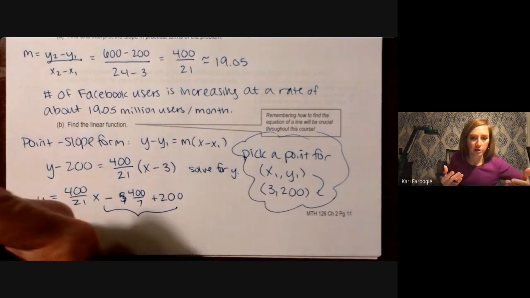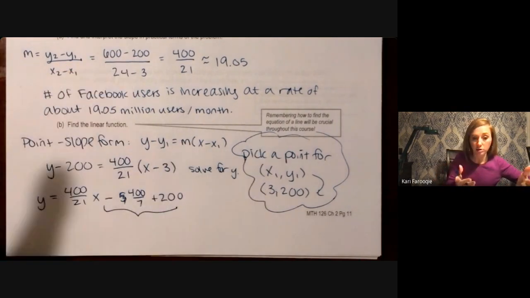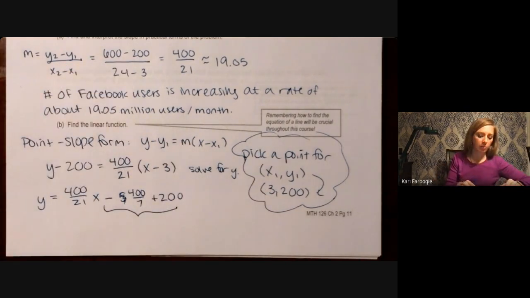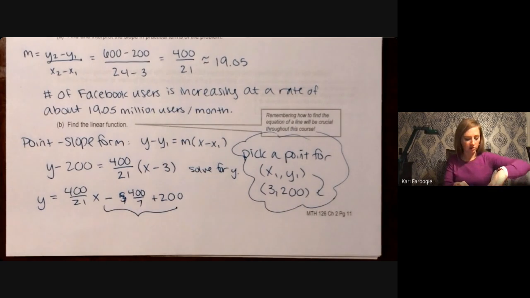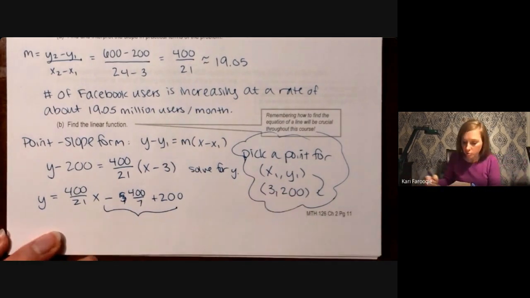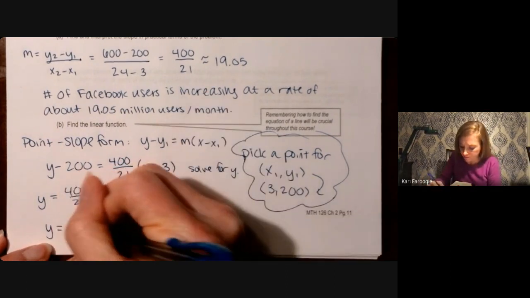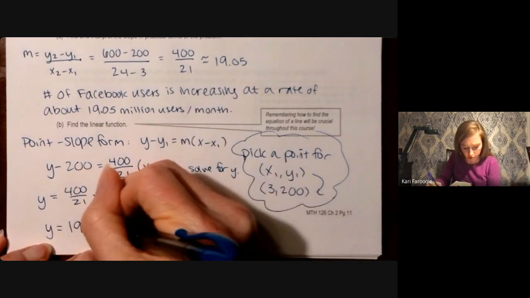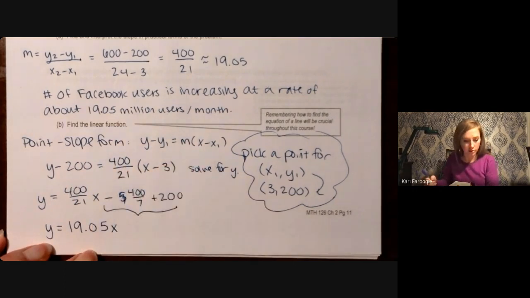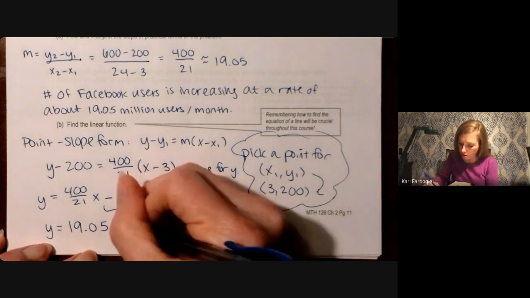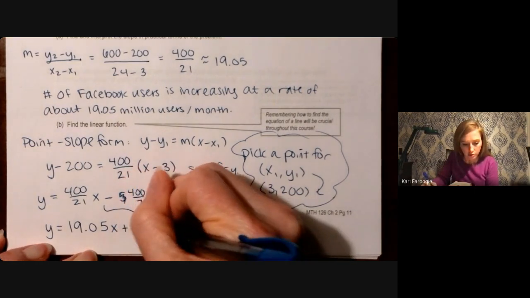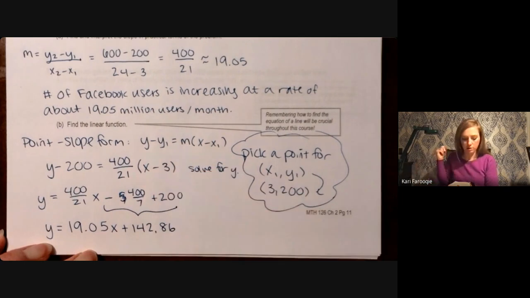And then my calculator, if I already asked for a fraction, is going to keep giving me fractions. But I'm going to now just turn that into a decimal. And if I want a decimal, I'll do math number 2, enter. And then it'll give me a decimal approximation. So when you put this into your calculator, you will get the same decimal we got before, 19.05x, and then we'll have, let's see, we had negative 400 over 7 plus 200. I get plus 142.86.